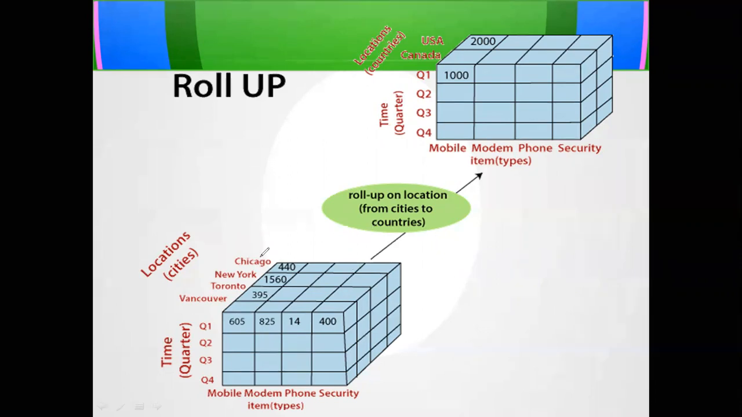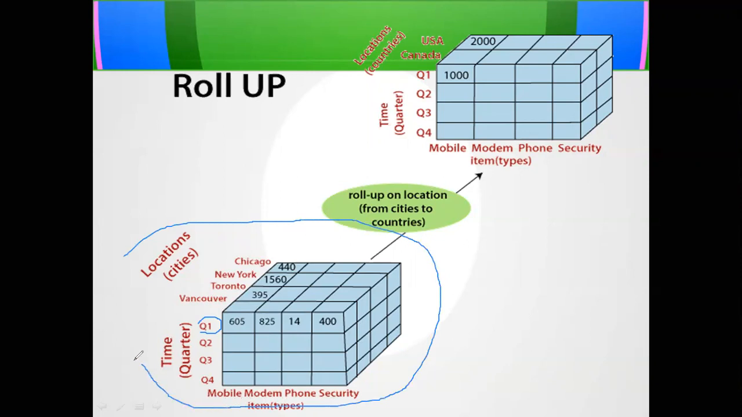And here, if you observe, my original cube contains the time dimension for the Q1, Q2, Q3 and Q4 quarters, right? And the location dimension of my cube contains the Vancouver city data, Toronto city data, New York city and Chicago city data, right? And this is the third dimension, that is item types. So these are the four different item types: mobile item, modem item, phone item and security items, right? So this is my original cube, right?